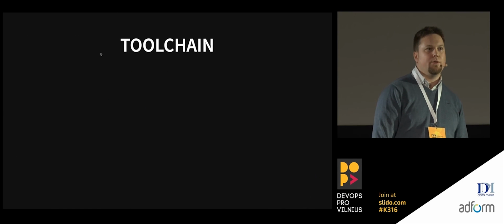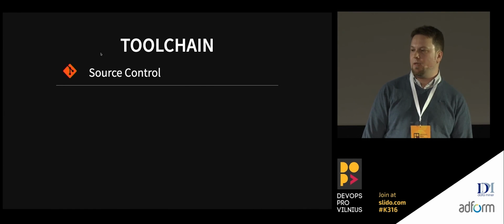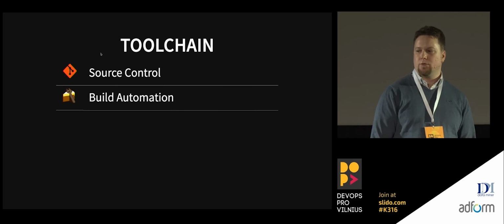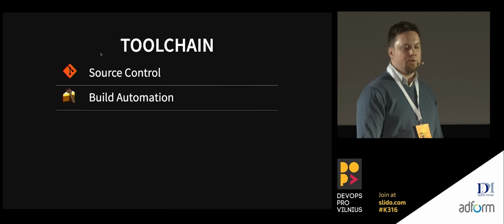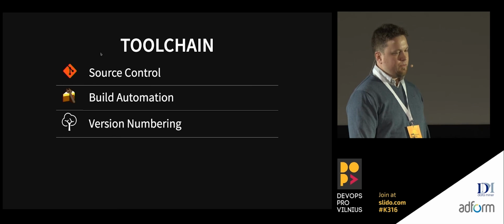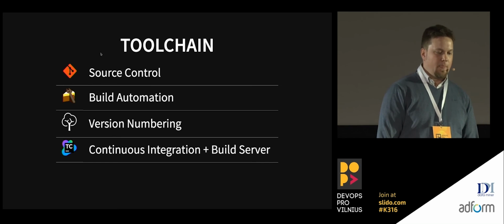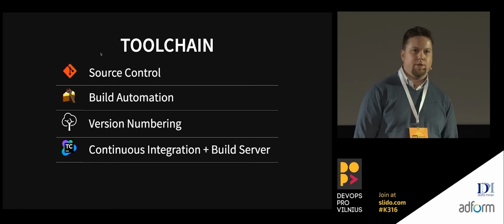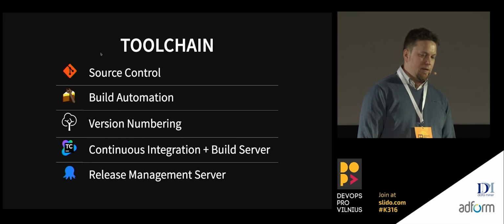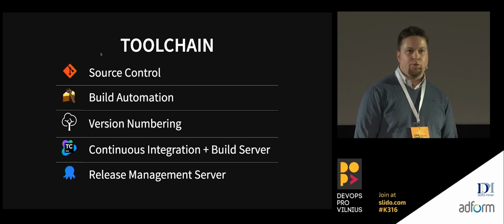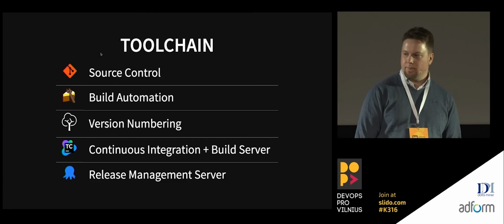The toolchain we're going to be using today involves Git for source control, Cake for build automation, GitVersion for version numbering, TeamCity for continuous integration and build server, and then lastly Octopus Deploy for release management.